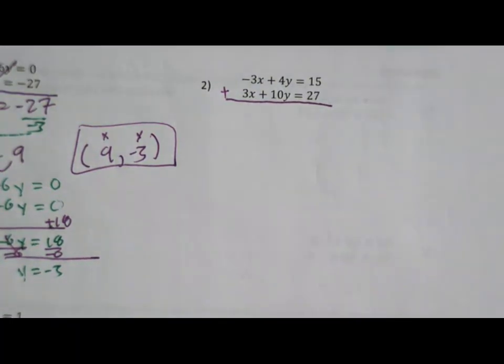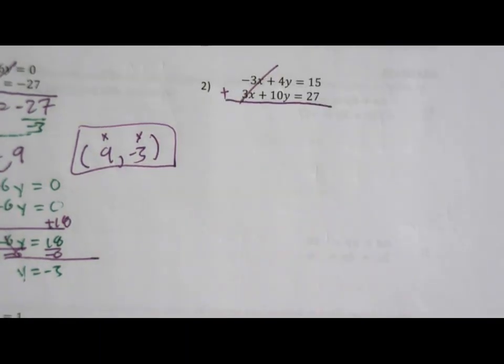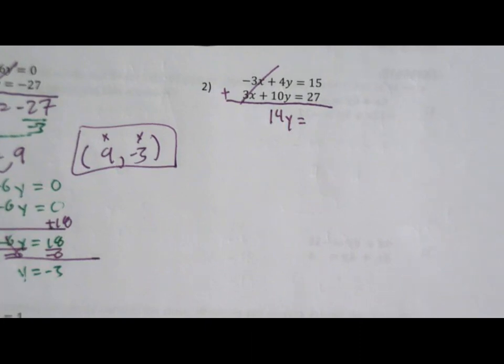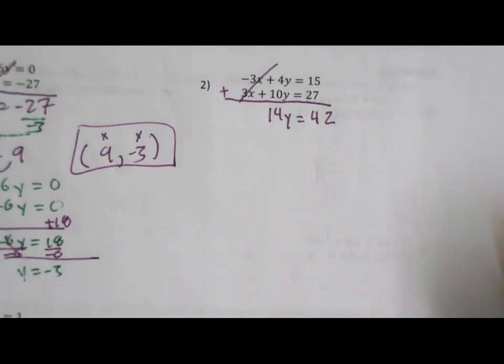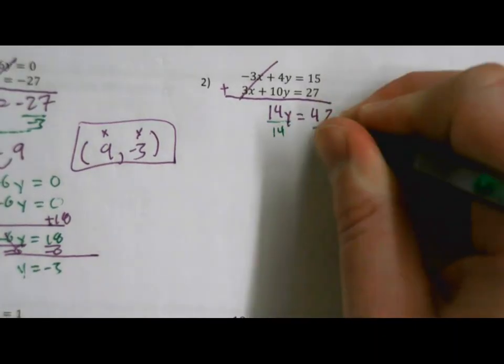I got negative 3x and positive 3x. When we add those, they are going to eliminate. Gone. 4y and 10y, that is 14y, equals 15 and 27. Someone help me out here. What's 15 and 27? 42? Thank you. So we got 14y equals 42. That's a nice simple equation. We'll solve that. Let's divide by 14 on both sides.